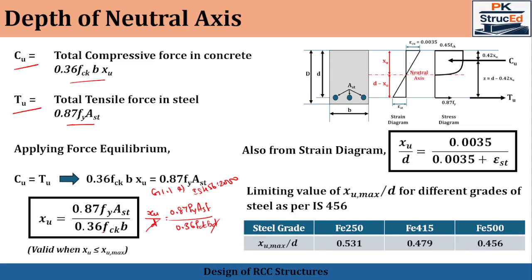This formula is valid only if the actual depth of neutral axis lies within the limiting value, that is Xu is less than or equal to Xu max. So from this equation we can determine the actual depth of neutral axis Xu. In addition to the force equilibrium, the strain compatibility also must be satisfied. From the strain diagram, Xu by d will be equal to 0.0035, that is the maximum compressive strain, divided by 0.0035 plus epsilon st.